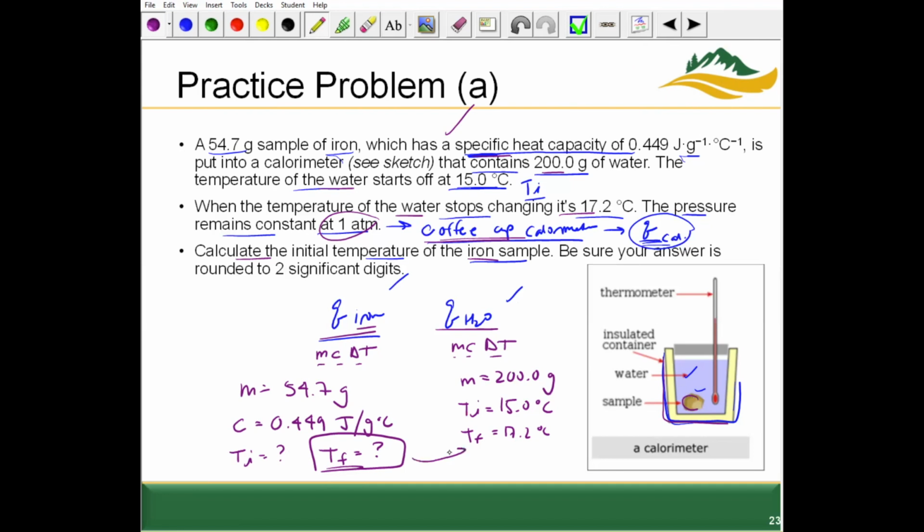Over time, they will exchange heat to where the final temperatures are in equilibrium. That means the final temperature of iron will be the same final temperature as the surrounding water. So this is also at 17.2 degrees Celsius. Again, it's not told to us explicitly in the problem, but that is a big connection we need to make. The iron and the water will end up at the same final temperature.